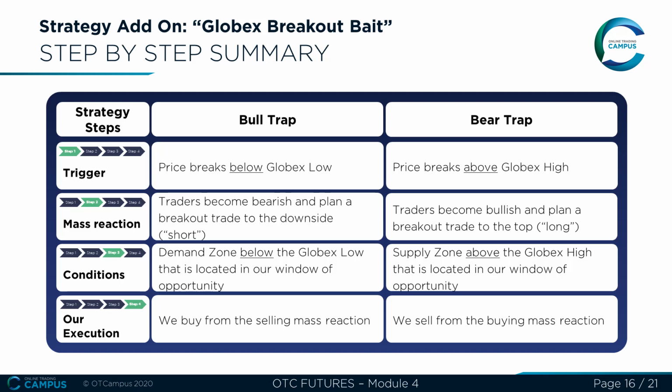Alright, speaking of rules, here are some rules for you. GLOBEX trap trading rules, let's walk through this here. The bear trap, step 1, we call this to trigger: price breaks below the GLOBEX low. The mass reaction, again, traders become bears and they plan for a breakout, or they plan to sell, or they do sell to the downside. And the trap condition is if they sell into a demand zone below that GLOBEX low, that's right where we want them, where we trap the bears.